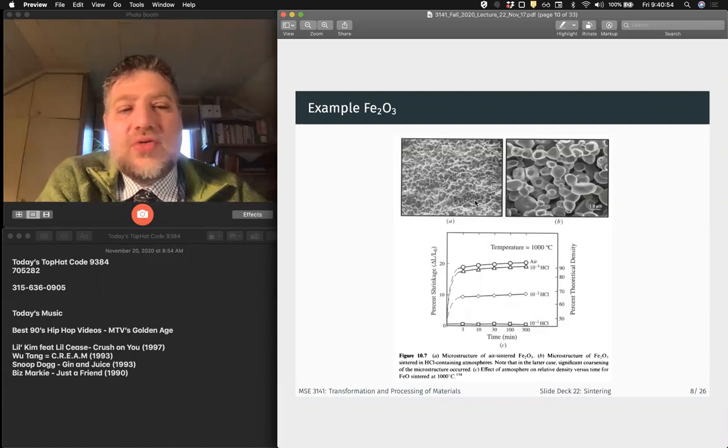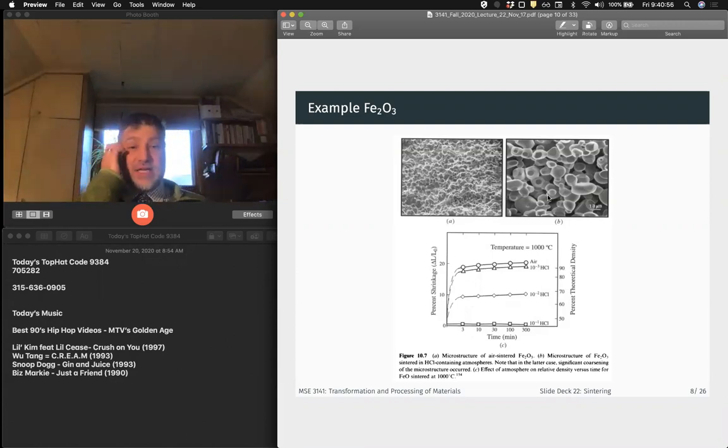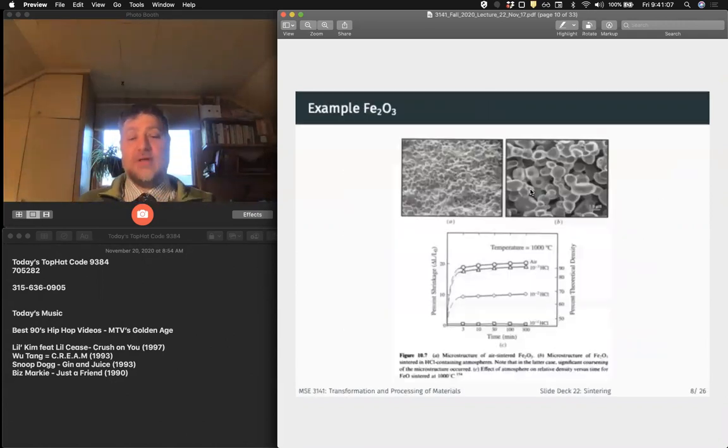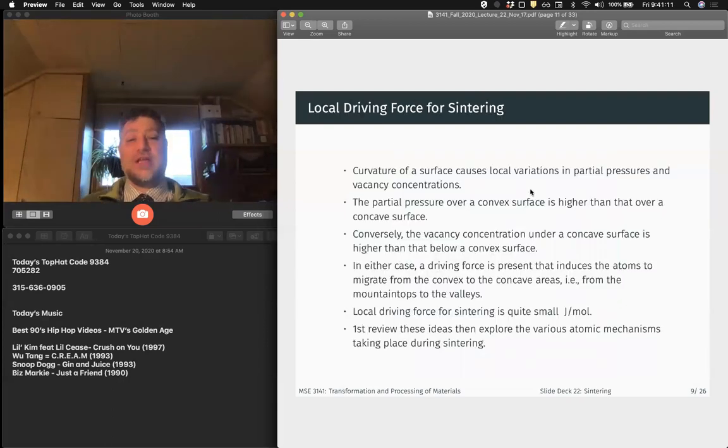So how do we control the balance between these two things? These are very different end states, and it's all about control of processing conditions, right? So let's look at what the local driving force for sintering is, and then think about how we control our processing conditions to pick the mechanism that we actually want.